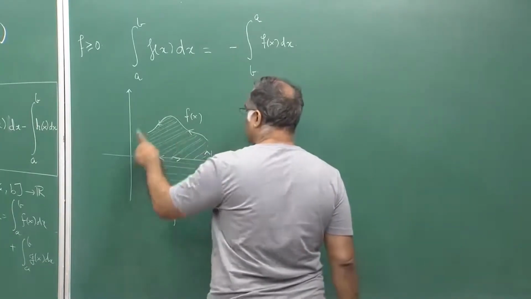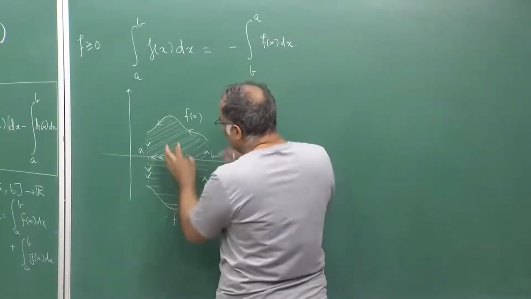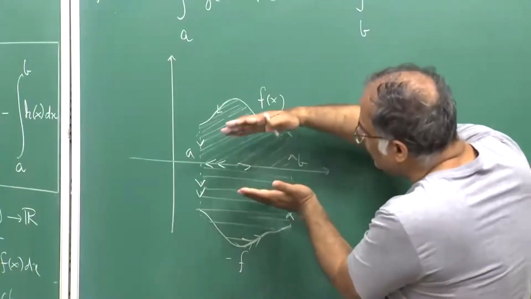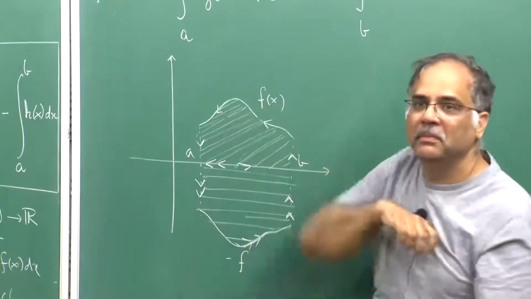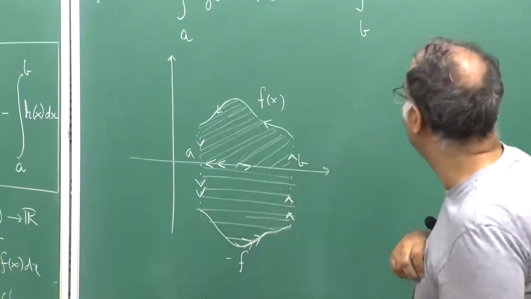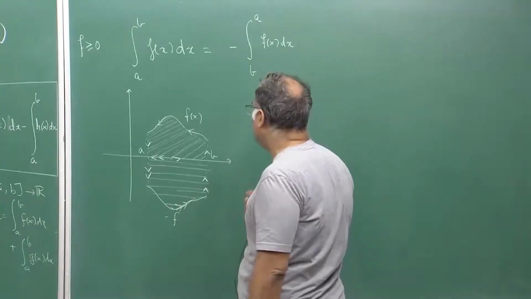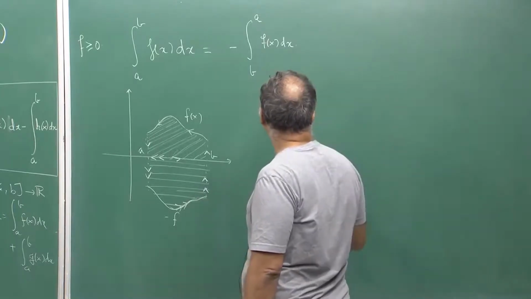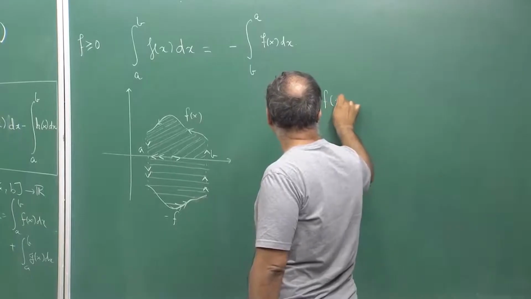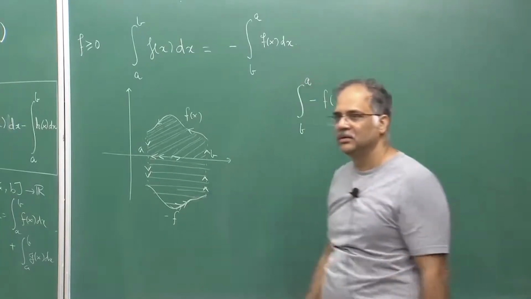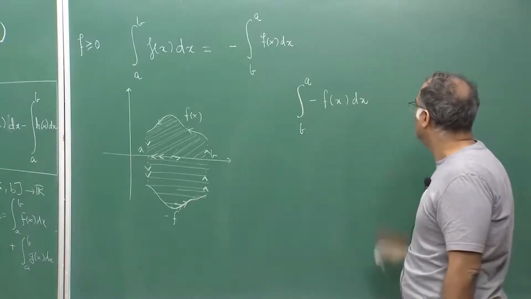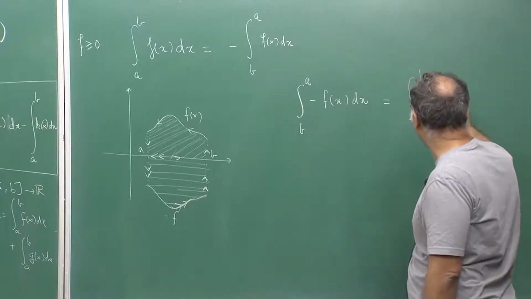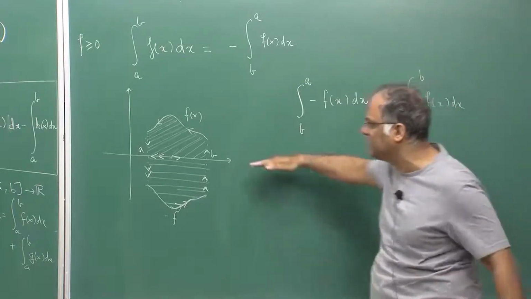So what's happening is that this area, though my drawing might be bad, because if you reflect the graph, you reflect the area, this area quantitatively remains the same. But now what happens is that if I say integral b to a of minus f(x) dx, this value is same as integral a to b f(x) dx, because I have just made a reflection on the x-axis where the x-axis is acting as the mirror.